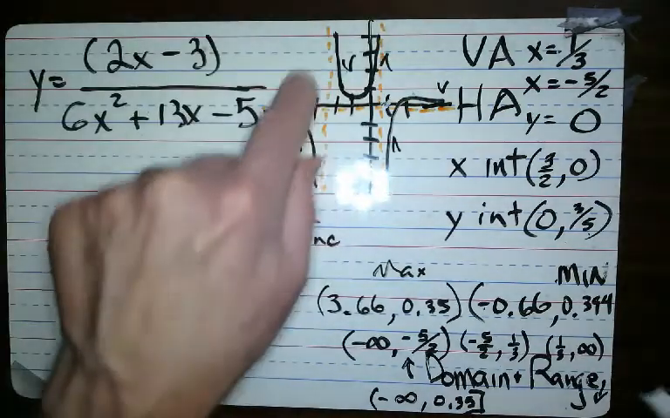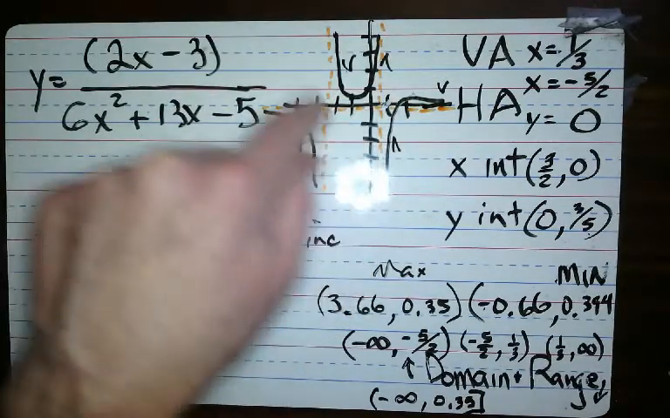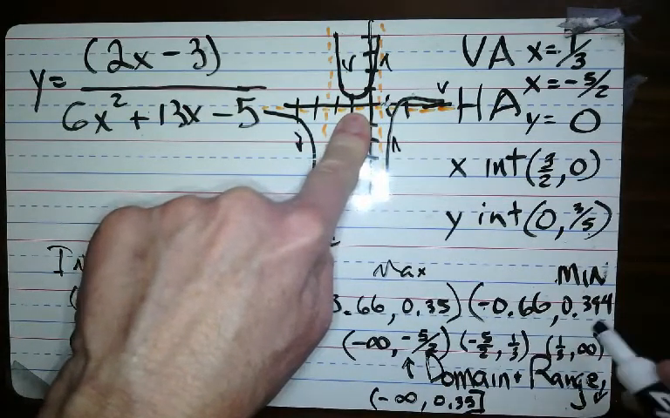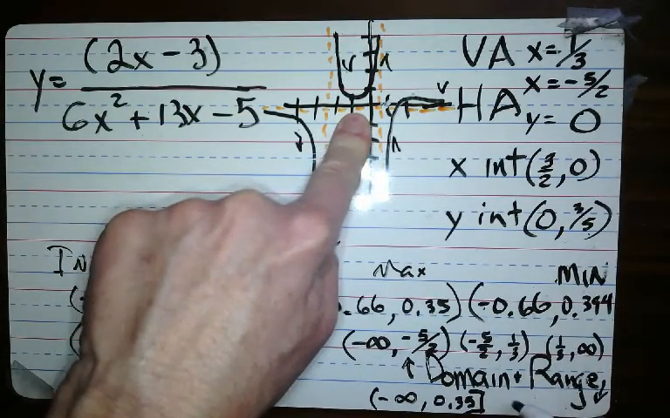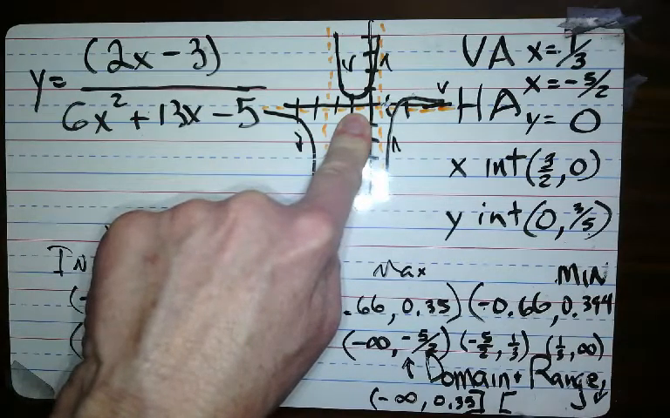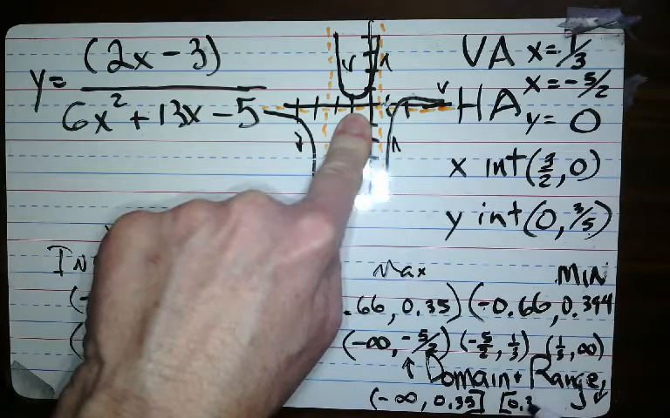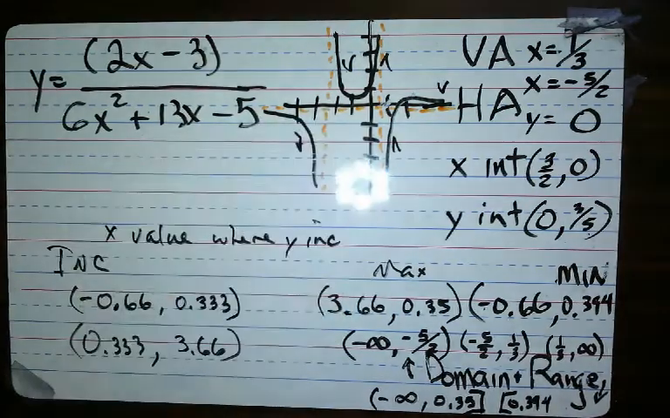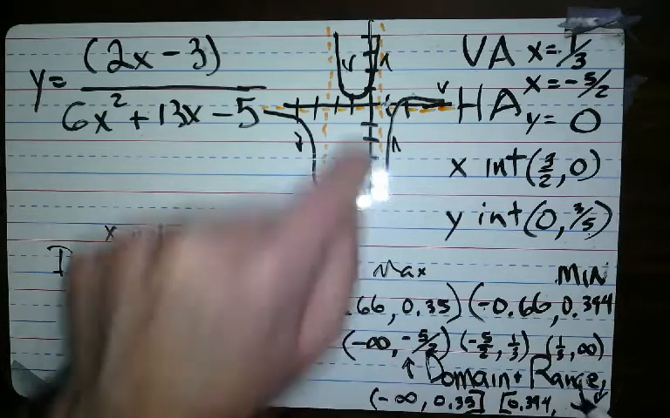And then here, what is the lowest y value there? Well, the lowest y value there is 0.394. So there's a little piece of graph in between 0.35 and 0.39 where there's not any graph, right? And then this one goes up forever.